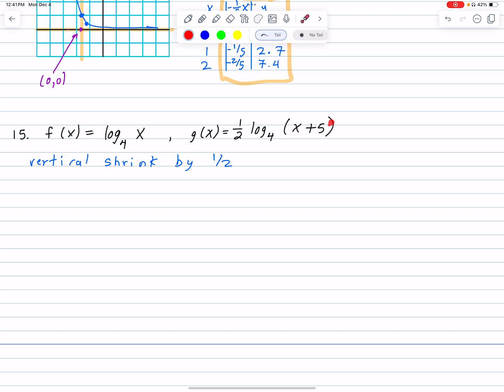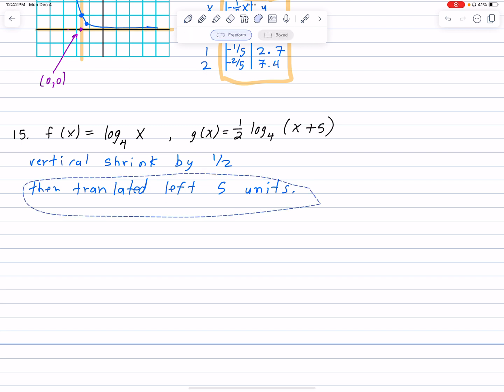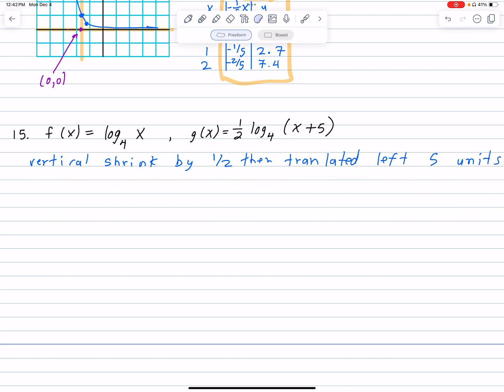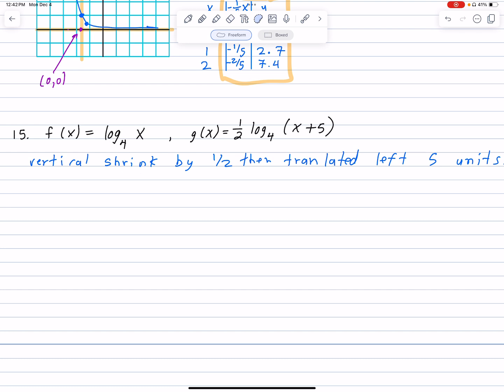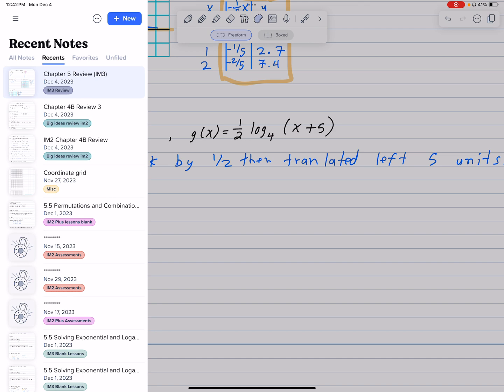Then we have to take care of this, and there's a translation left. So then translated left 5 units. Actually, I'm going to take that. I'm just going to move it a little bit. I'm going to move it up here. Oof, not great. Okay, I'm just trying to give myself a little extra room. Okay, let's see here. Let's go grab a coordinate grid.